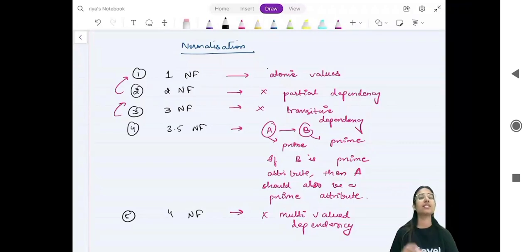Normalization, to be honest, is a very, very important topic. It is very frequently asked as well, and it is very important that you understand it in great detail, right? When you are able to understand each and every normal form, it actually helps you to become clearer with the topic when you take examples on your own.